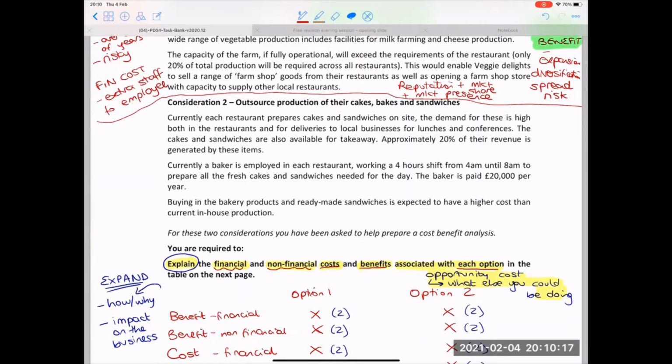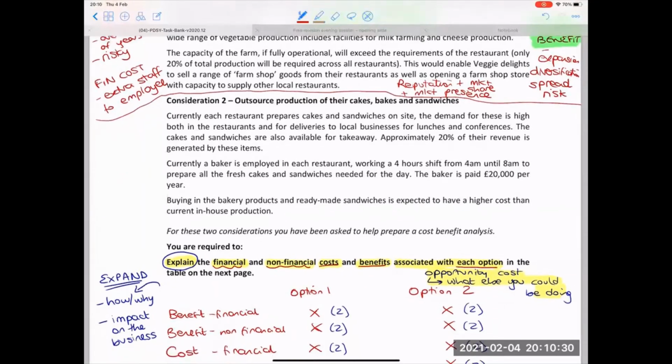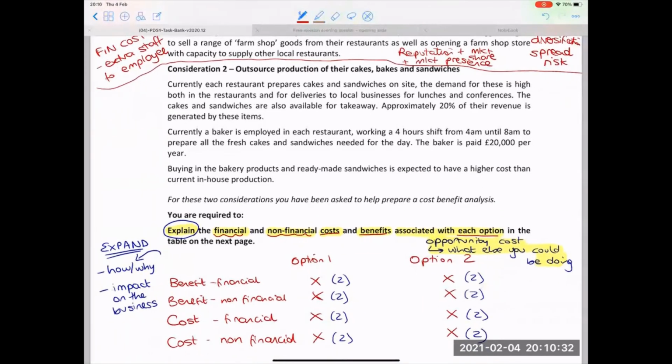So I want you to spend a couple of minutes trying to think to yourself, can I come up with those 4 different options? Can I come up with those 4 different areas, I suppose, that you need to consider? Being a financial benefit of doing this, a non-financial benefit of doing this, a financial cost, and a non-financial cost of doing this outsourcing. Put your ideas in and we'll see what we've got.